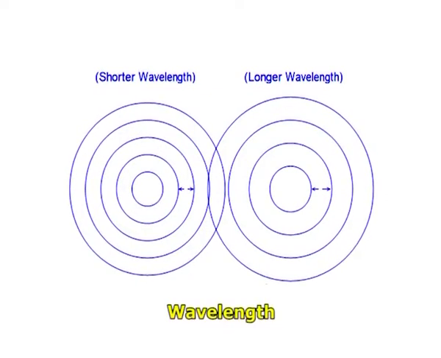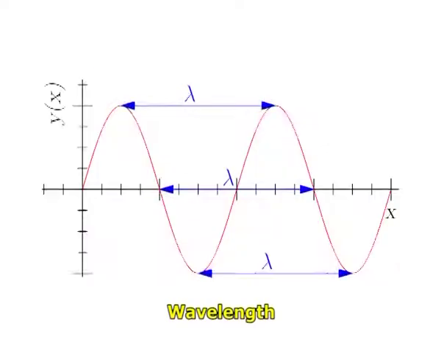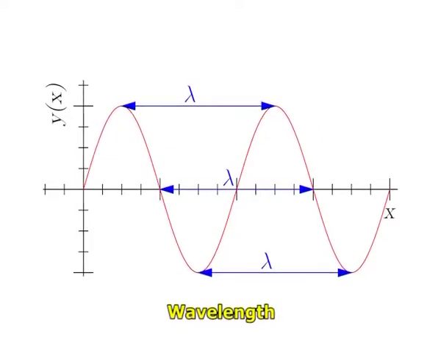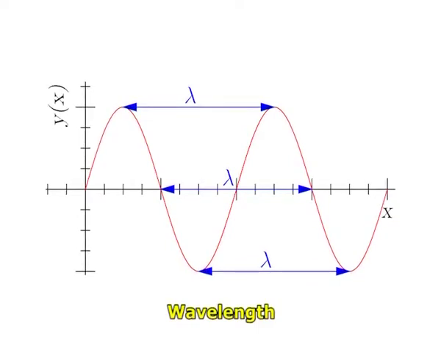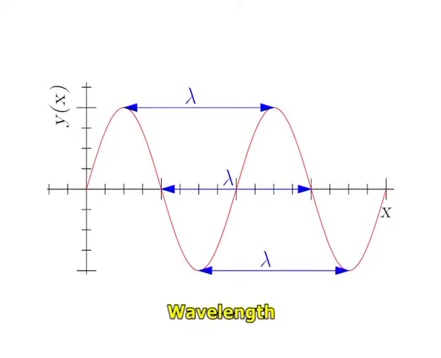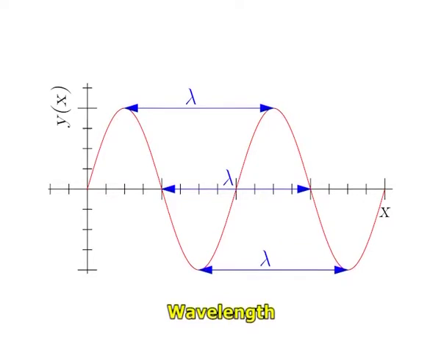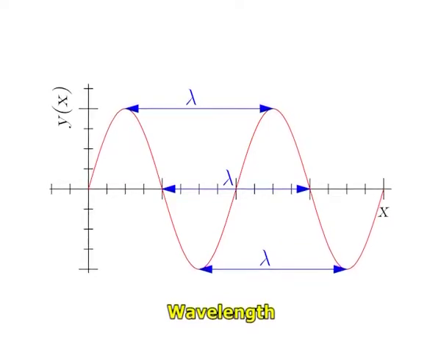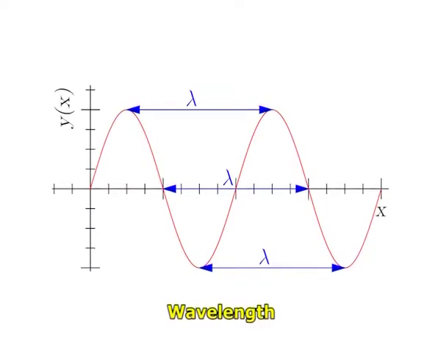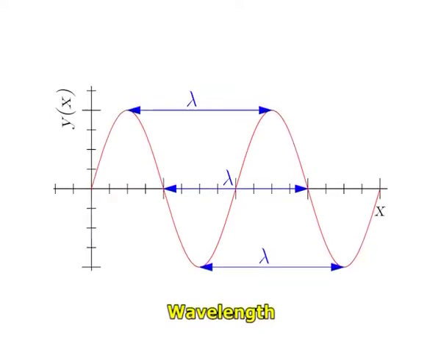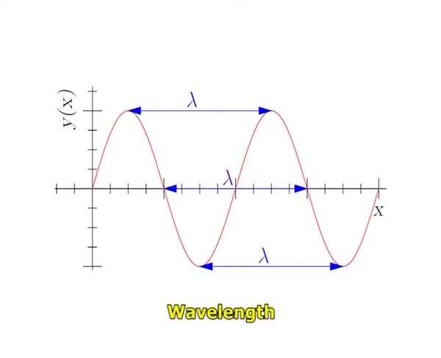Precisely the same concept can be applied to sound waves. Wavelength is simply the distance between one compression wave and the next, or one rarefaction wave and the next, or more generally, the distance between any two corresponding points in adjacent waves. For our purpose, the most important point to be made about wavelength is that there is a simple relationship between frequency and wavelength.